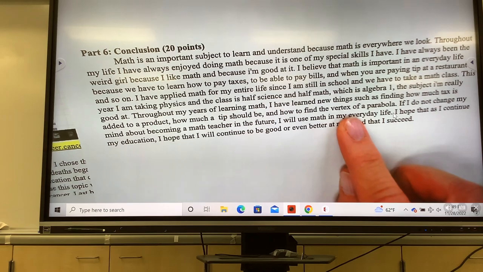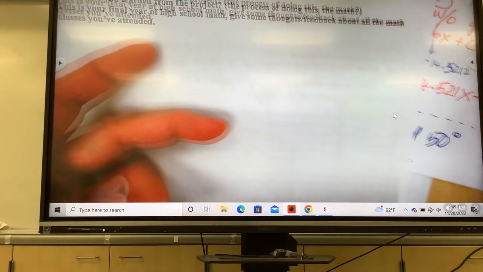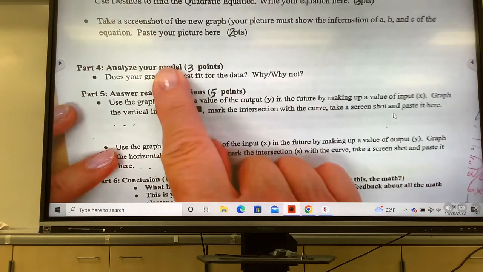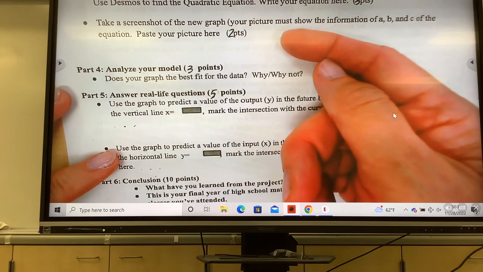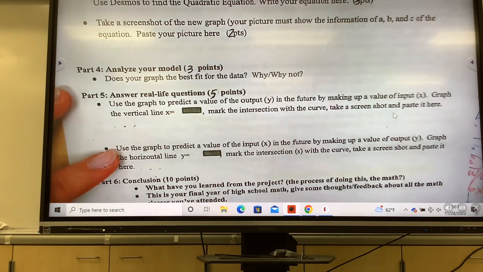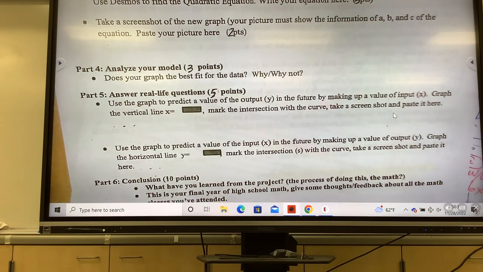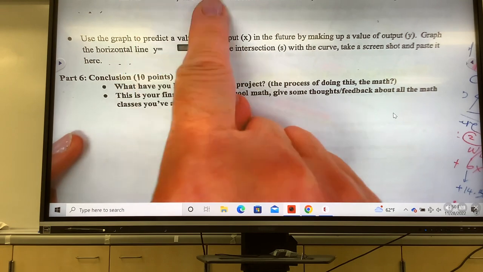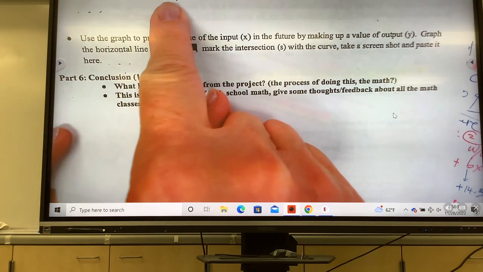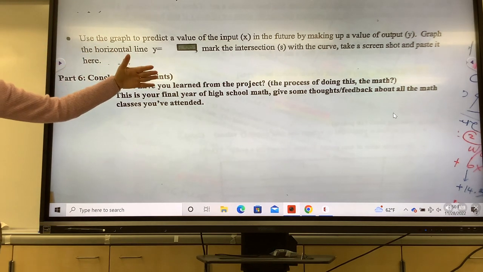Great. So I made a framework for you. See that all you have to do is cut and paste it in. See? Take the screenshot, paste it in, write something, take a screenshot, paste it in, write something. See that right here? Use a graph to predict a vertical line, x equal what? You have to make up this number using the data that you have.